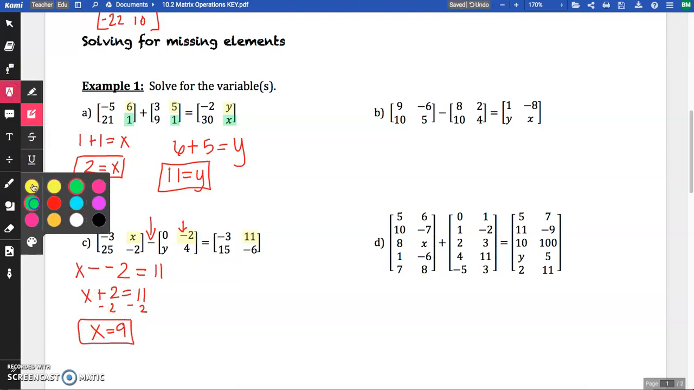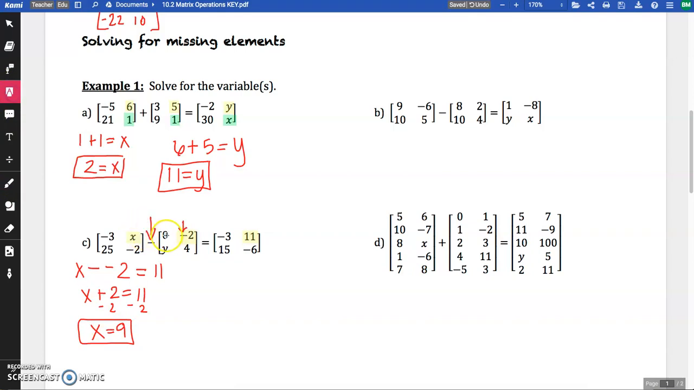One more here. I'm going to highlight. So looking for a variable, there's one. So I highlight everything in the same spot. And then I'll write it out. You could highlight or circle, whatever works better. So start at the beginning, 25 minus y equals 15.